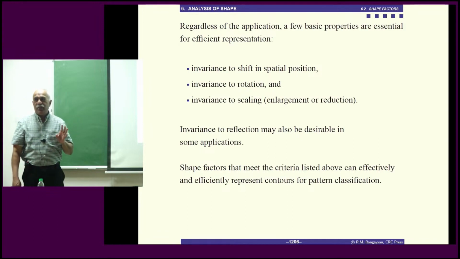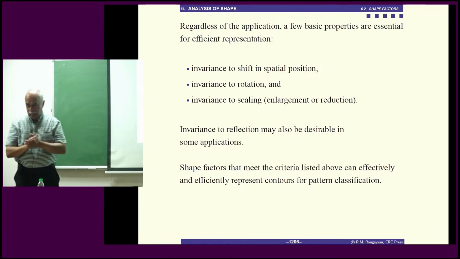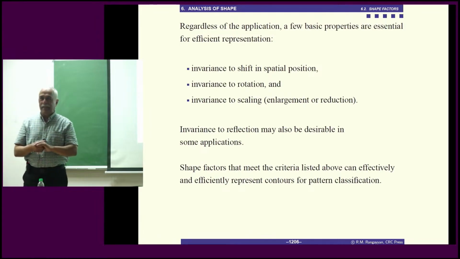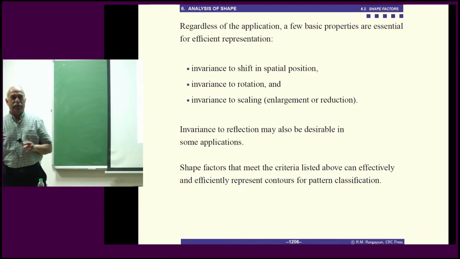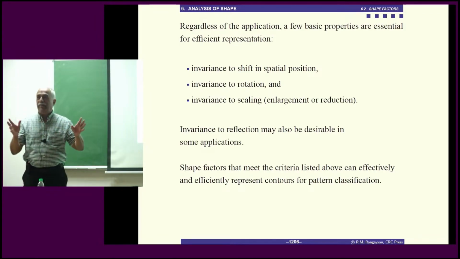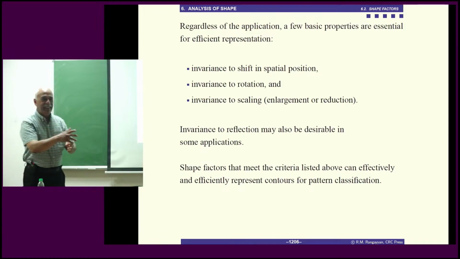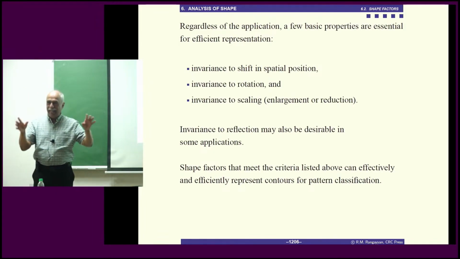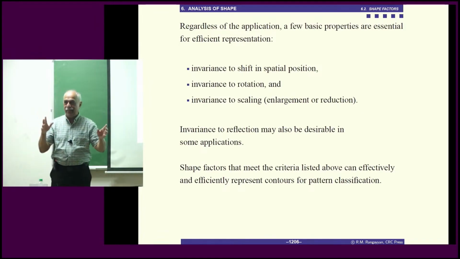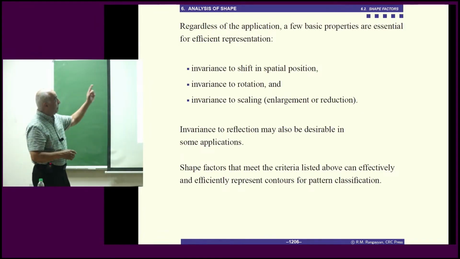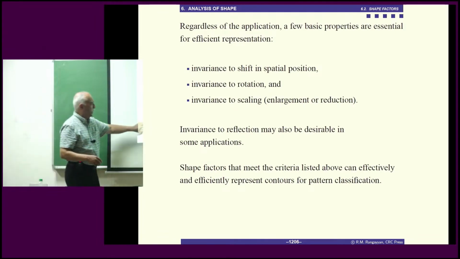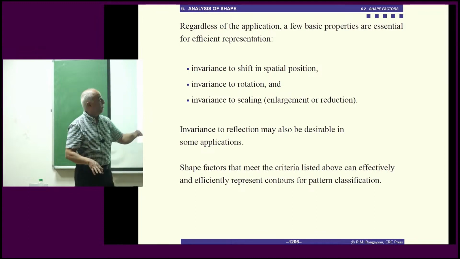There is a term that is used, they say invariant shape factors. But that's not specific or clear enough. Invariant to what? Invariant to what kind of transformation, you have to say. If they're invariant to everything, then they're useless because they're not varying between benign and malignant. So they must vary between benign and malignant and class A, B, C, D, whatever you have. But they should be invariant to shift in spatial position. That's very easy. Whether it is here or there, you should get the same number.